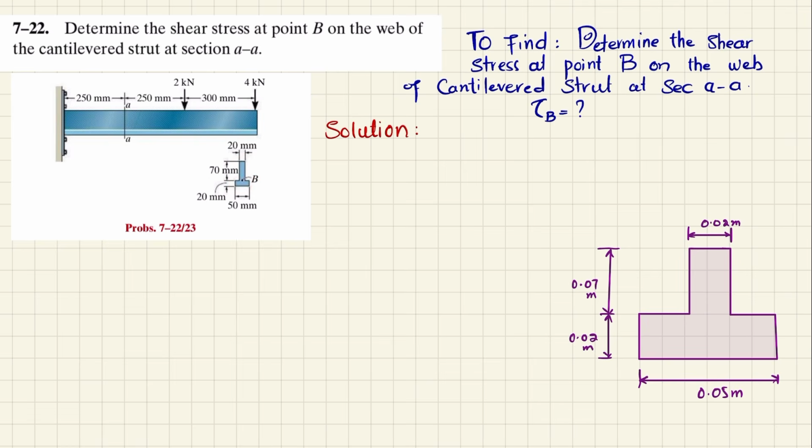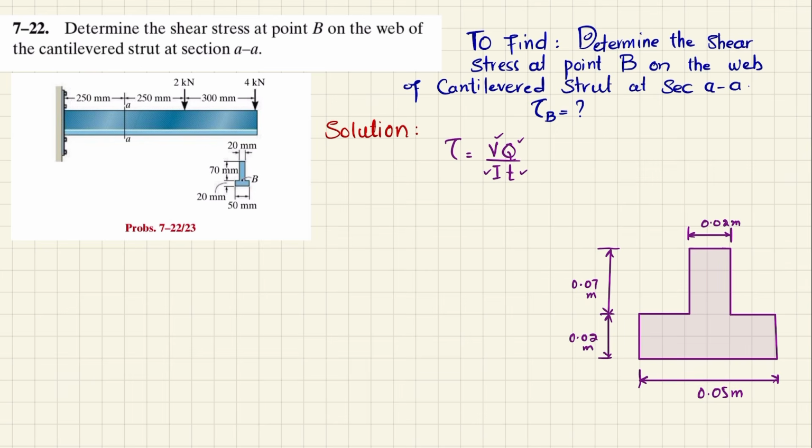Clear? So you have to find the shearing stress at point B that is shown over here on the web of the cantilever strut. So let's start with the solution. As we know, the maximum shear stress is equal to V into Q divided by I into T. So we will need the shear force V, we'll need the first moment of area Q about the neutral axis, we need I, we need T. So how will we find this V?